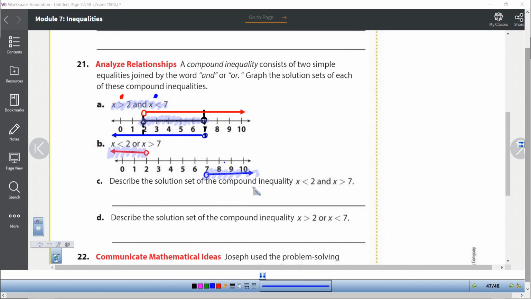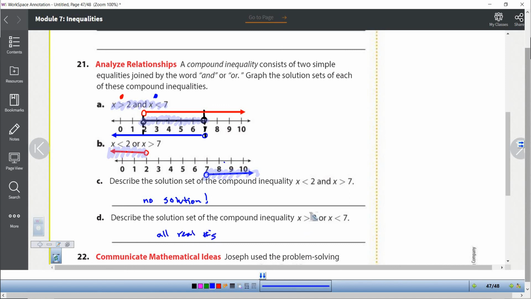Describe the solution set of the compound inequality. X is less than 2 and x is greater than 7. So now they're taking that second one and putting the word and. That one would be no solution, because if I said, where can you be both in the red and the blue? That would be nowhere. This one, describe the solution of the compound inequality. X is greater than 2 or x is less than 7. Well, that's that one I accidentally did before. That one was all real numbers.